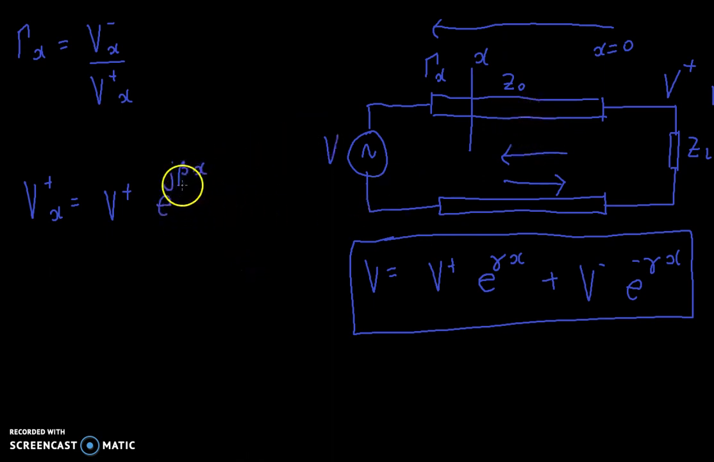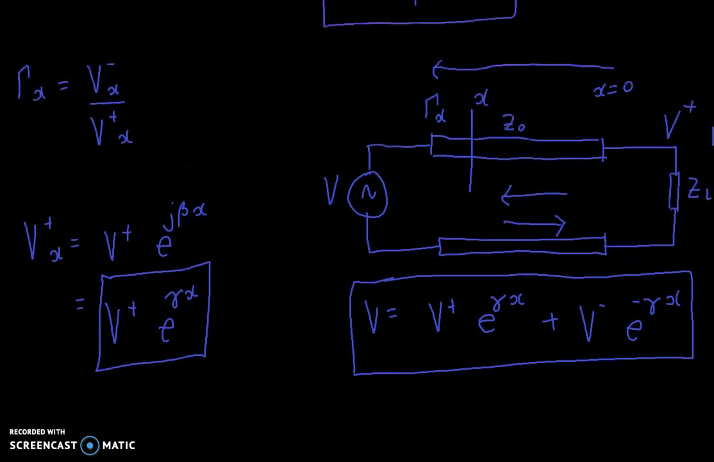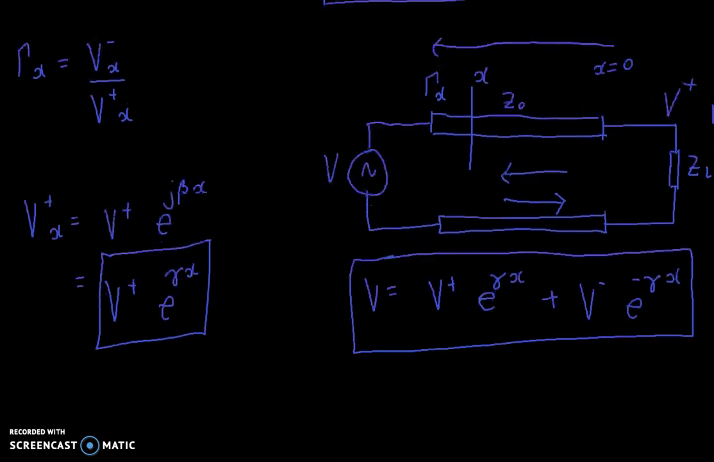Now, instead of writing j beta, I will assume that the line is not lossless, just for now. So this is V plus e to the gamma x. Remember that when x is equal to 0, we are left with V plus. And as x increases, this value increases and we get the amplitude here at x. So this is the V plus at x. Okay, so now we have to calculate what is the V minus at x.